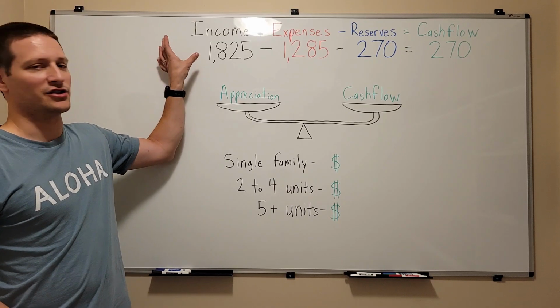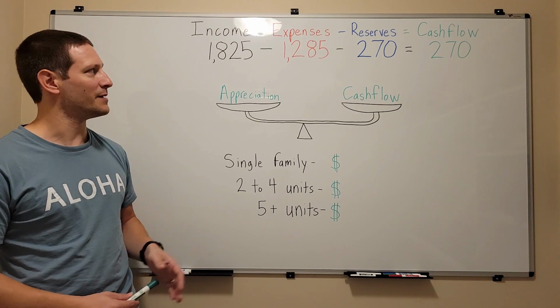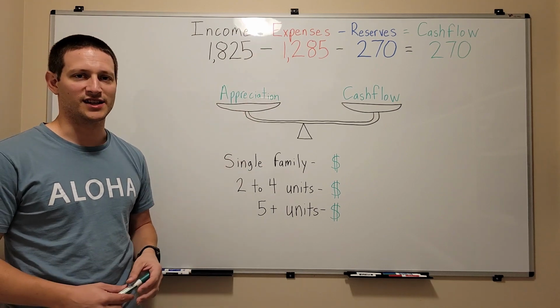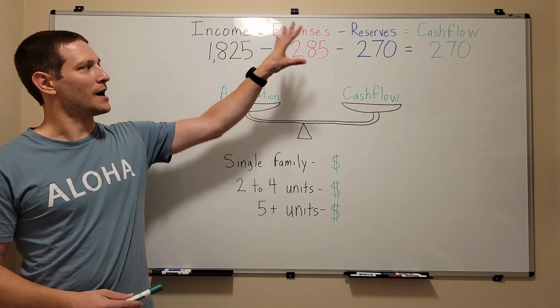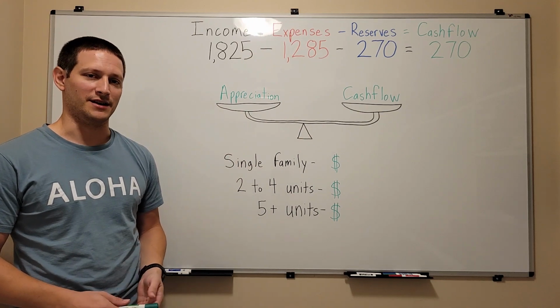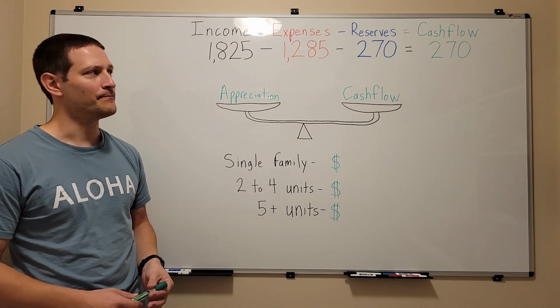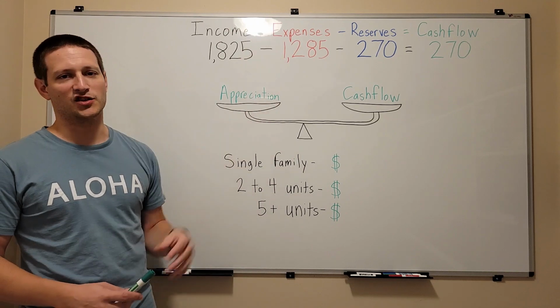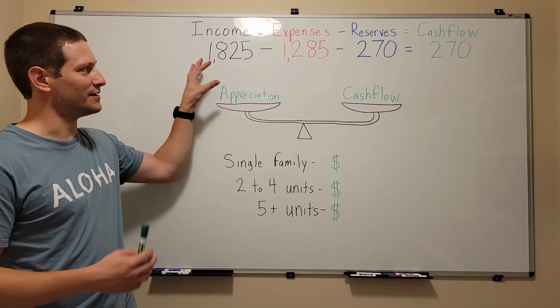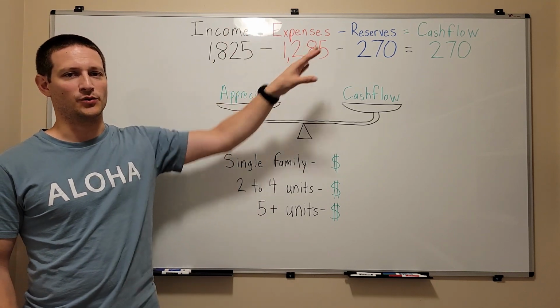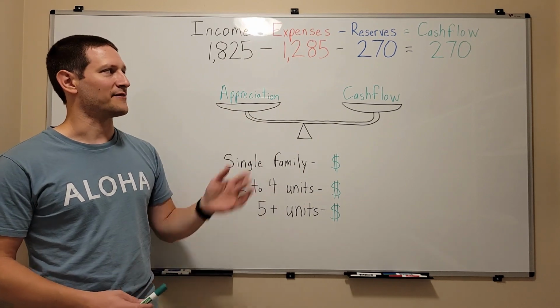First week, we talked about how to determine how much income that property can generate. Then we looked at all of the expenses associated with owning that property. Then we looked at how much we have to set aside in reserves for maintenance, capital expenditures, and vacancy. And finally, what you're left with is cash flow. So when you take all the rental money coming in, subtract your expenses, subtract what you're setting aside with reserves, what's left is cash flow.